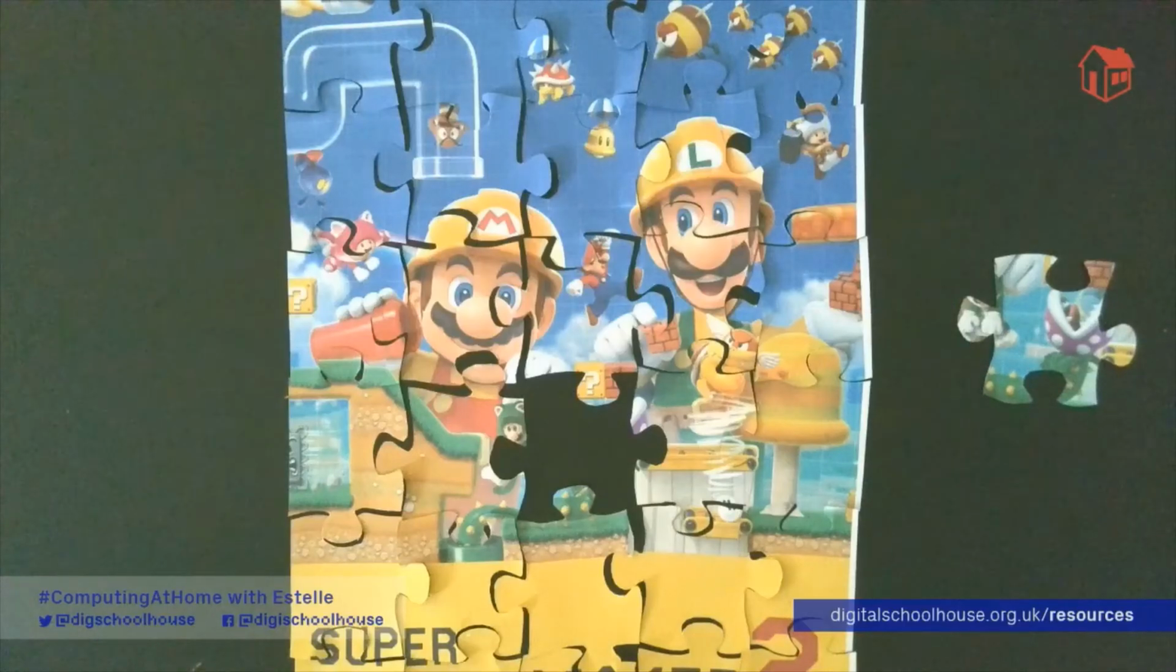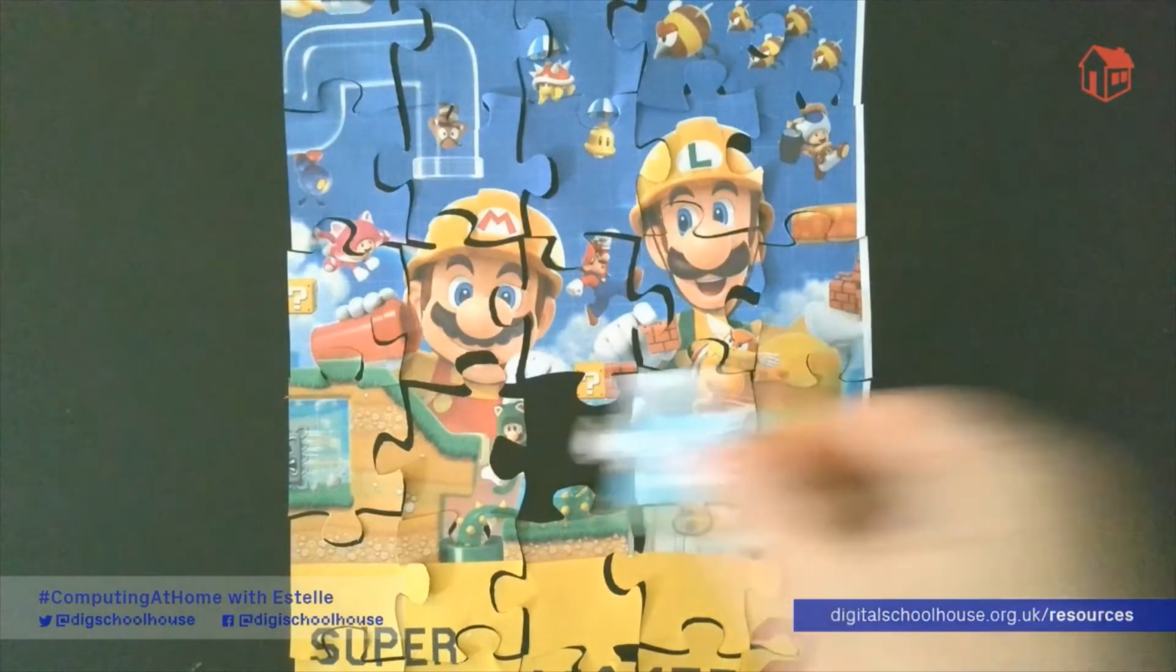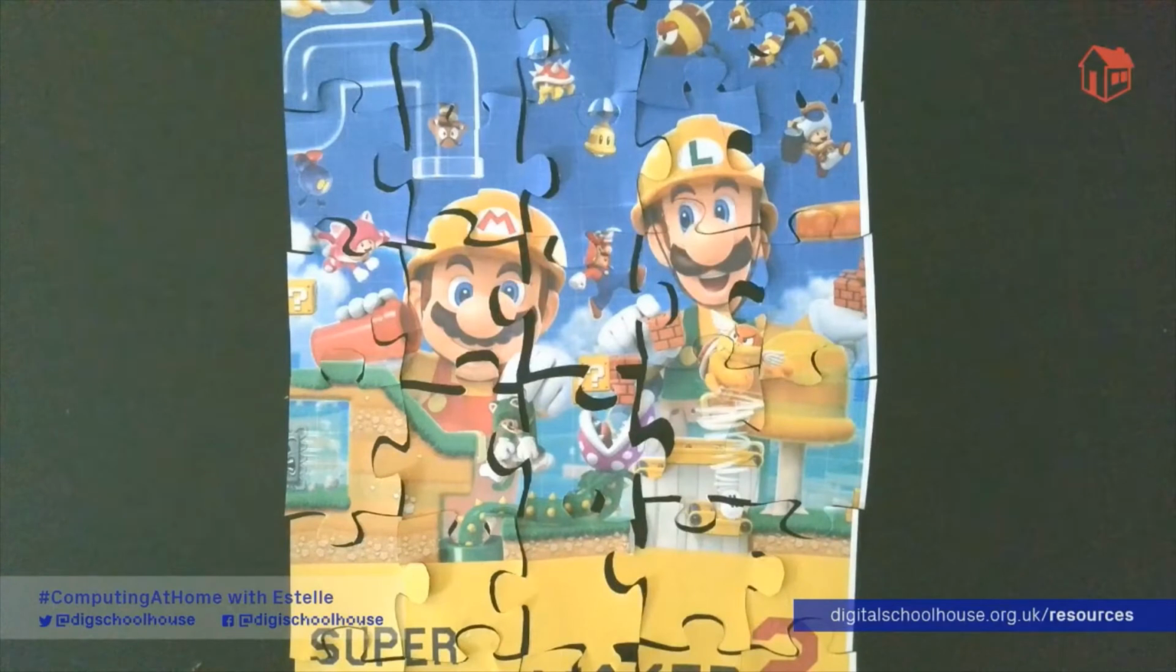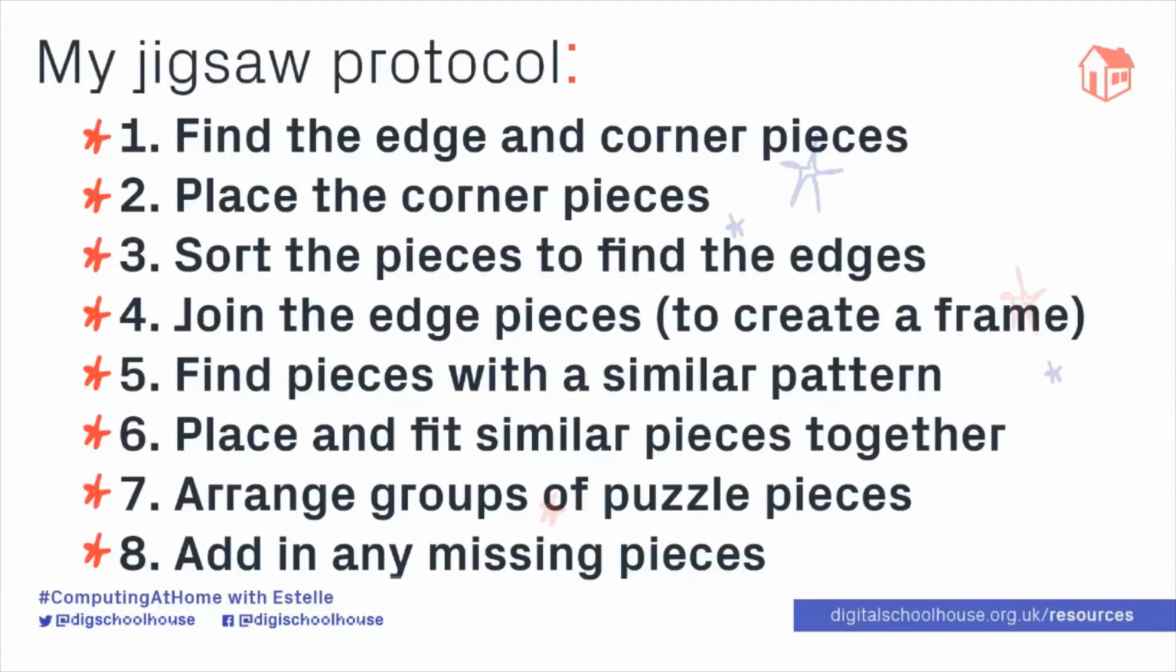Okay, I hope that you've pretty much finished your puzzle. I'm just placing my last piece now. There we go. And I wonder if you followed the same algorithm as I did for creating your puzzle. This is the steps of my algorithm. See if you agree with me. So this is what I did. First, I found the edge and corner pieces. Then I placed the corner pieces.